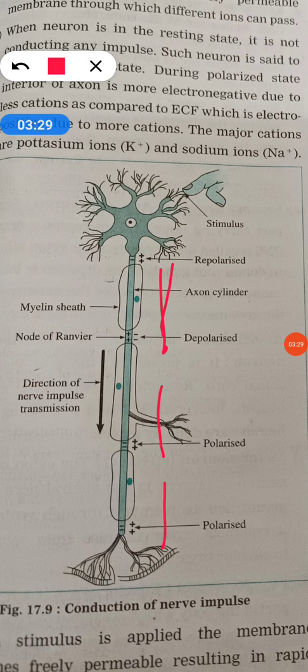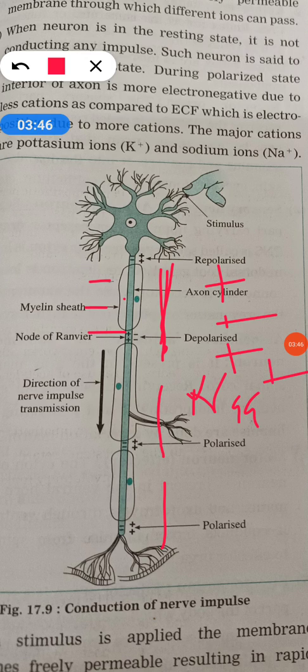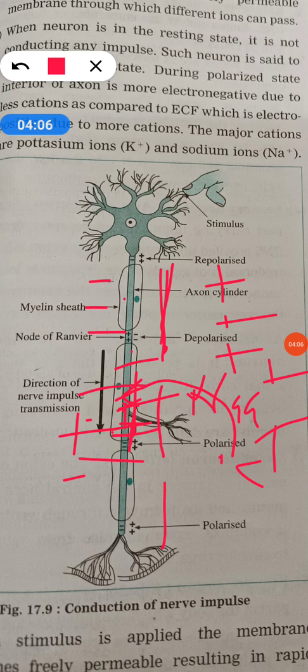During the polarized state, the inner side is electronegative and the outer side is electropositive. When a stimulus is applied, there is a rapid influx of cations, the major cations being positively charged sodium and potassium ions, which pass from outside to inside. This is the depolarization state.